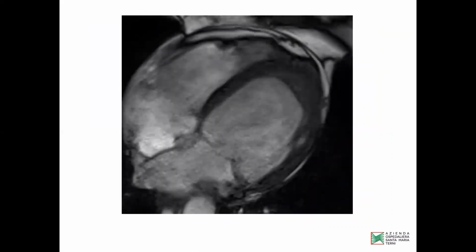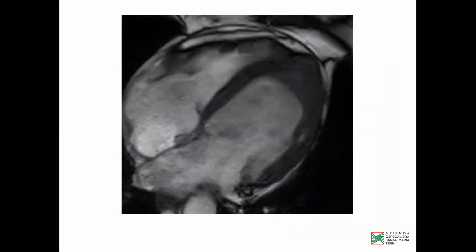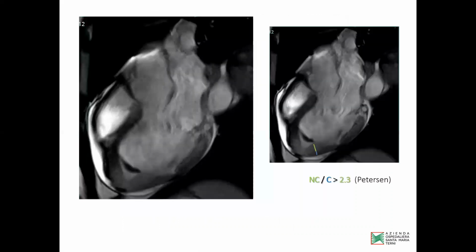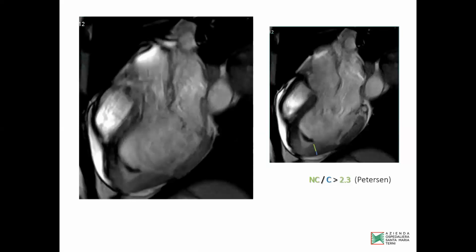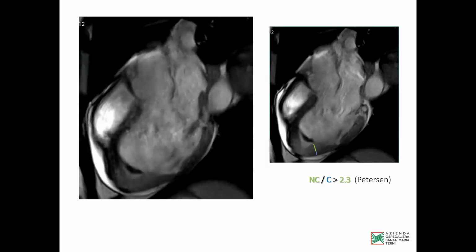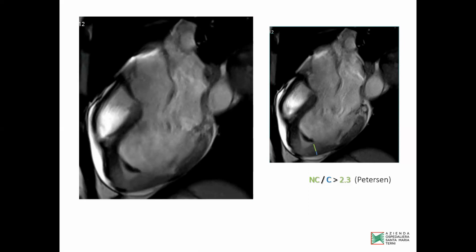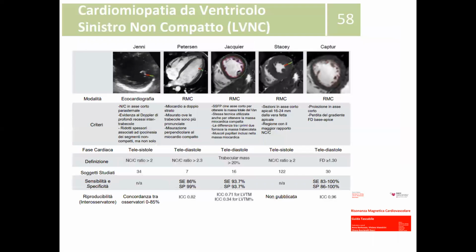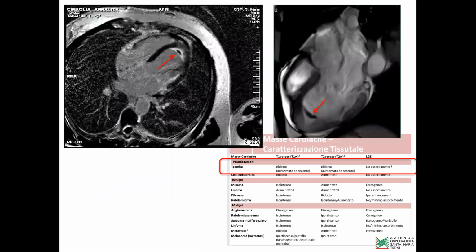The CMR study showed the presence of non-compact myocardium in the apical ventricular wall according to Petersen criteria. Here we can see that more than one criterion can be utilized. Tissue characterization with cardiac magnetic resonance can also identify a stratified thrombus between myocardial trabeculae, where blood flow has lower velocity.